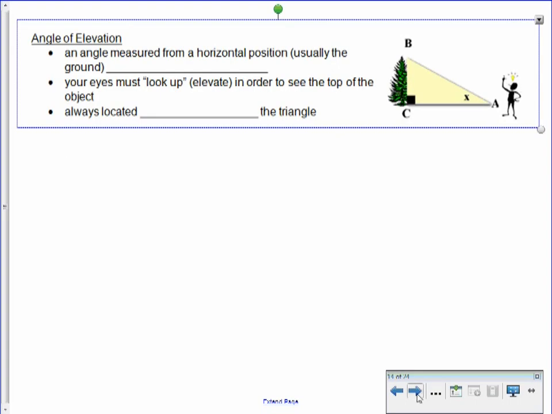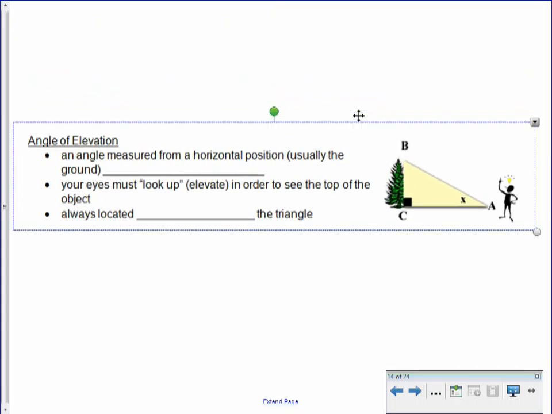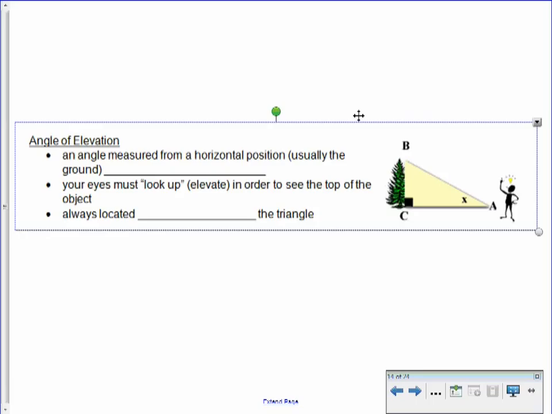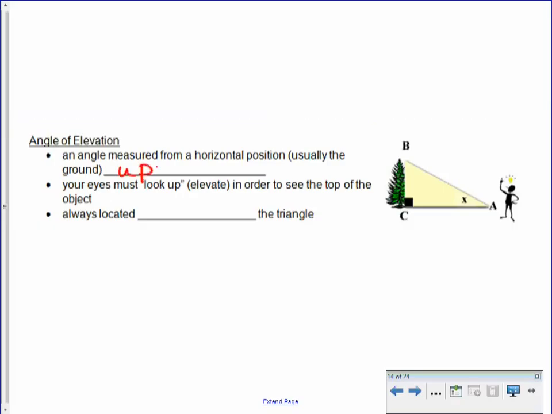The first one is angle of elevation. Obviously, we know that there are angles in our triangles, but the one they may specify is something called the angle of elevation. It's an angle measured from a horizontal position, so of course, a nice flat area, and it's usually from the ground, going upward.